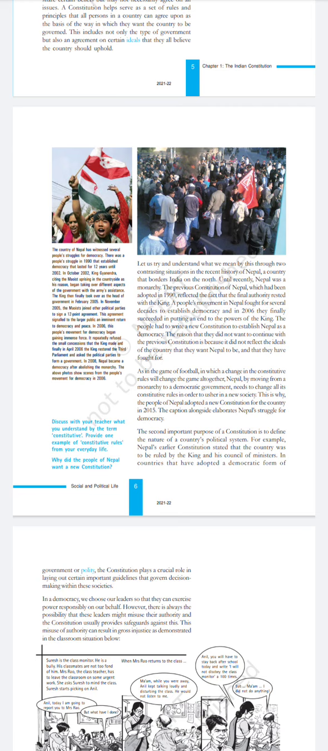In November 2005, the Maoists joined the other political parties to sign a 12-point agreement. This agreement signaled to the larger public an imminent return to democracy and peace. In 2006, this people's movement for democracy began gaining immense force. It repeatedly refused the small concessions that the king made, and finally in April 2006, the king restored the third parliament and asked the political parties to form a government. In 2008, Nepal became a democracy after abolishing the monarchy. The above photo shows scenes from the People's Movement for Democracy in 2006.